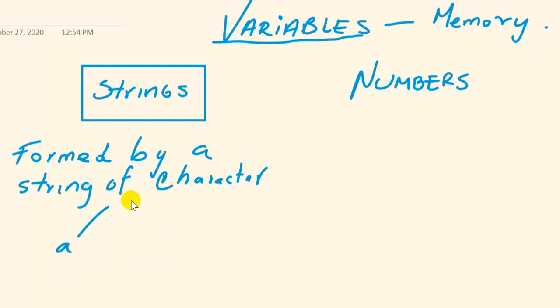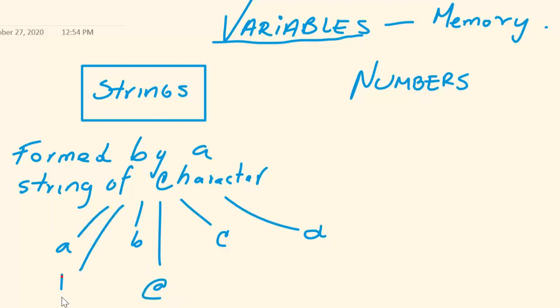So a character can be A, B, C, D. It can also be the @ symbol, right? It can also be an exclamation mark, or a question mark. And it can even be a number, as we know it, as a character, or a symbol. Now, a string of characters can be placed into a variable called a string.